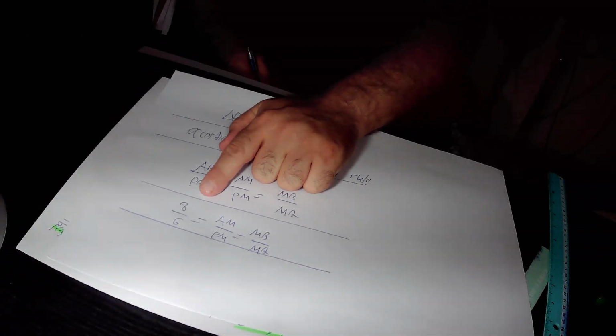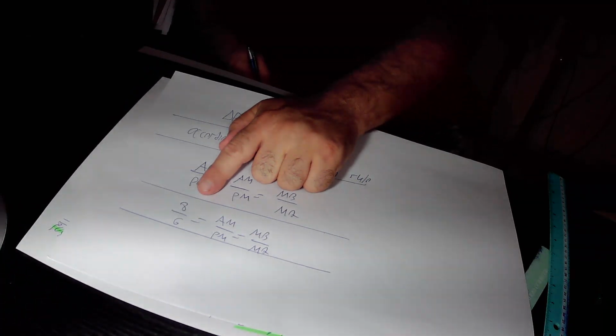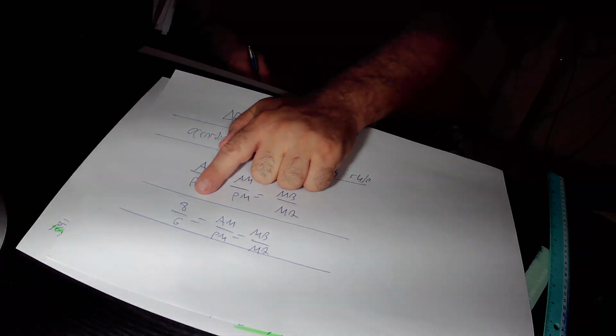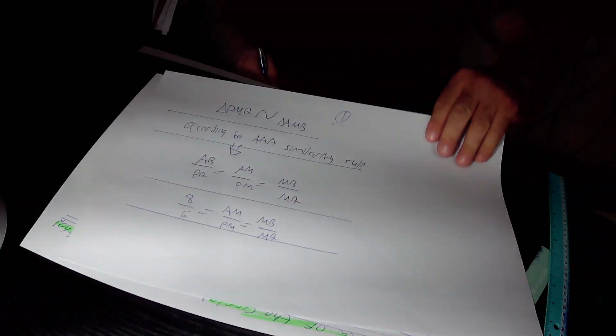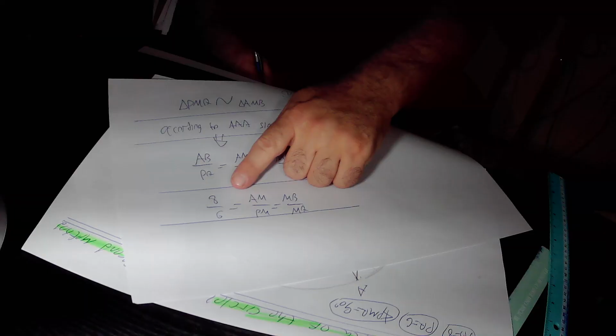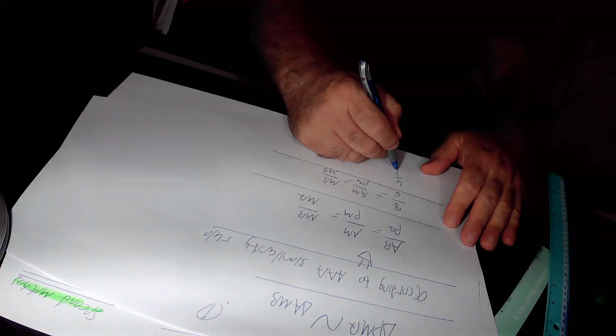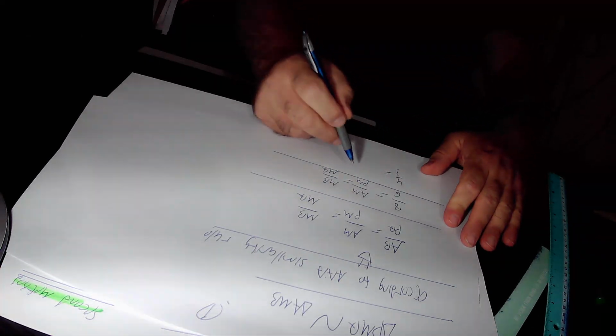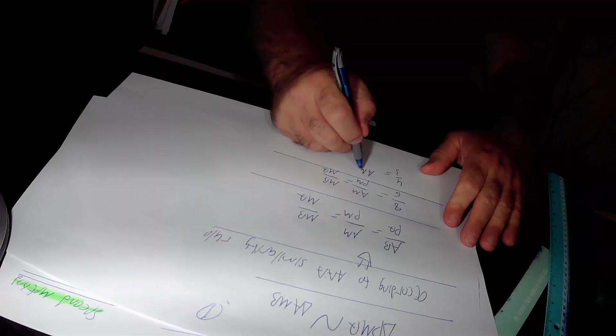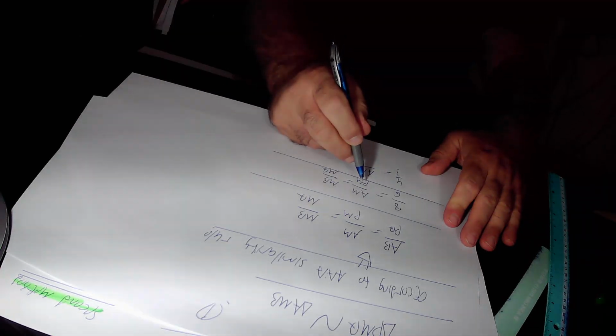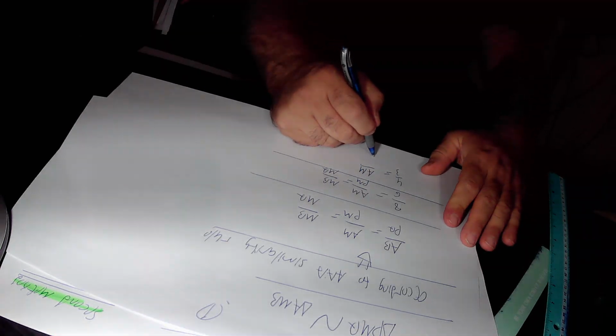Here we will divide both the numerator and the denominator of this number by 2 and get that 8 over 2 is 4 and 6 over 2 is 3. So this expression equals 4/3 after we divide it by 2. 4/3 equals AM over PM.